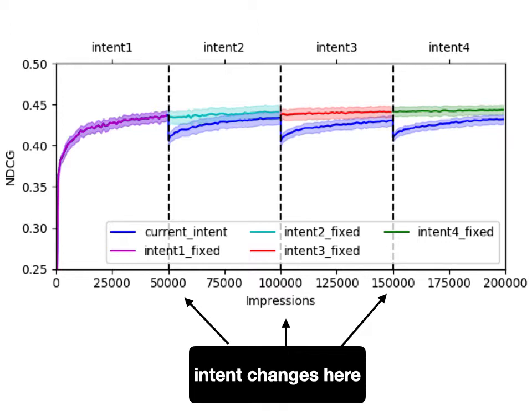So here in this plot, on the y-axis I show NDCG as usual, so that's performance of the ranker. And on the x-axis I show the number of impressions, so how many search engine results the user sees. However, unlike in previous plots that I showed that are similar to these, in this plot, after every 50,000 interactions, 50,000 search engine result pages, the user changes the intent, so changes what he believes is relevant for the specific queries.